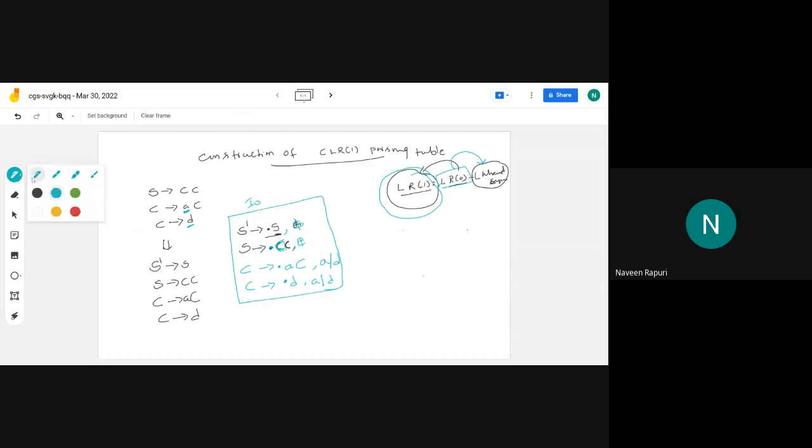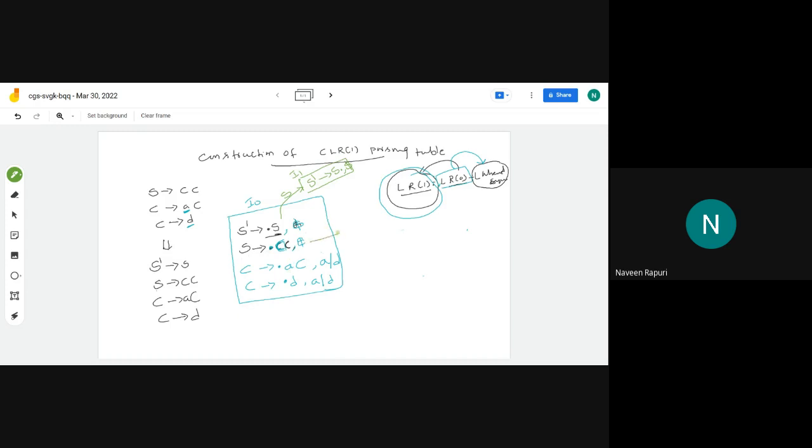From this, we can expand. So S dash derives dot S, comma dollar, because the same look ahead symbol can be added to that production. After that there is no non-terminal symbol, so there is no need to go for the closure. After dot, S is there. So by moving the dot symbol with the help of the go to function, we got this production. So this is I1.